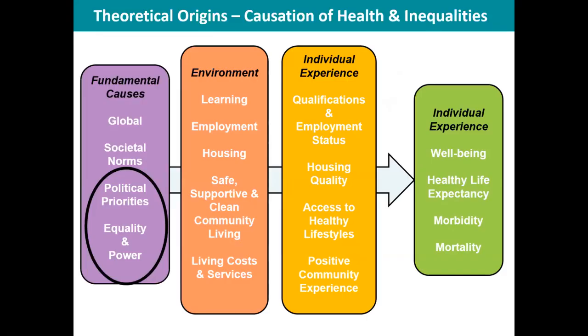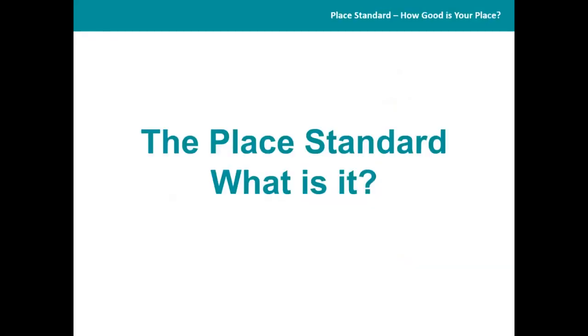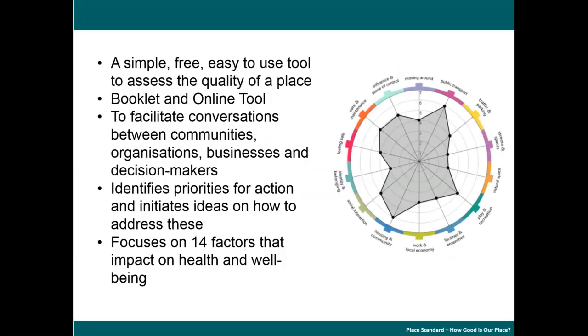So back to the theory, you can see there in terms of a political priority, this was a piece of legislation to engage with communities, and that legislation revolved around equality and power, which was extremely helpful in taking our work forward. So the Place Standard itself, it's a compass diagram.